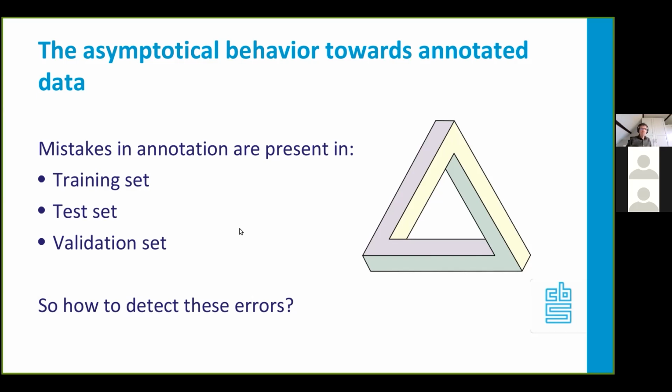We can only check the internal validity of our model, because we are testing with the same annotated data as we are training on. There are different parts of the data set, of course, but still they are annotated in the same way. So the same mistakes are showing up in all that data. So how can we detect these errors? And if we cannot detect them, what can we say about the performance of the algorithm?